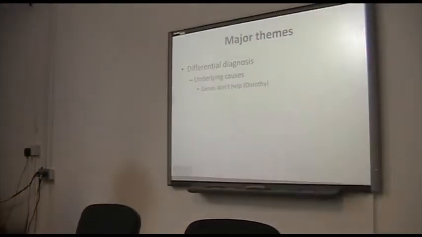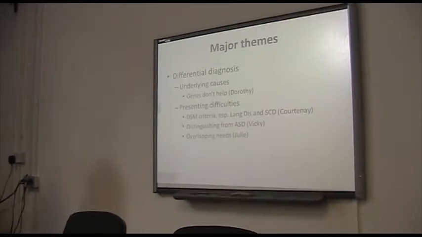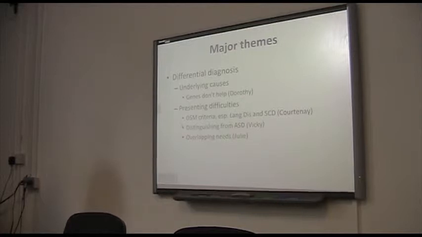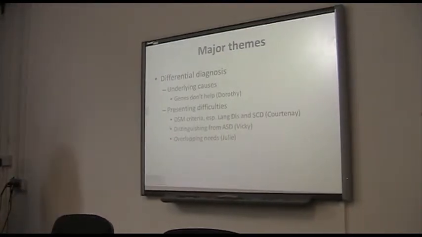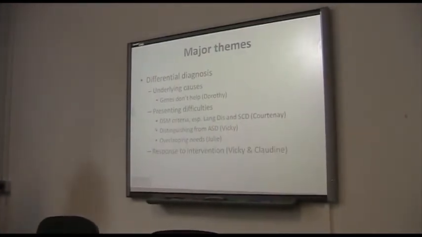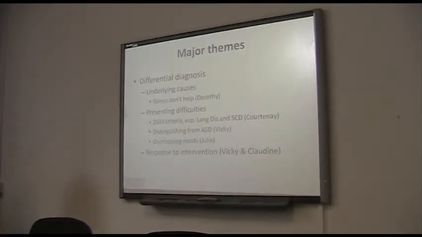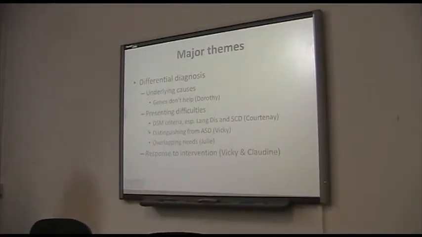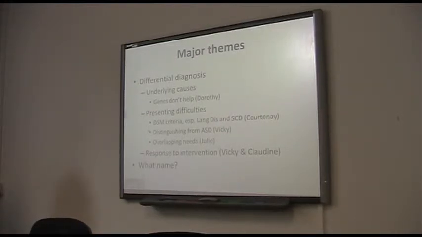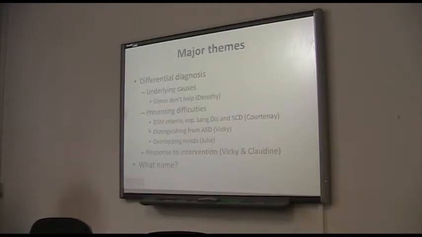Major themes that, for me, have come out of this is talking about differential diagnosis. Dorothy set us up with this idea that we could look at underlying causes, and she said that maybe genes are not going to help us with that. We look at presenting difficulties, so Courtney's talked about the DSM criteria, Vicky talked about distinguishing from ASD, and Julie talked about overlapping needs. And then also possibly looking at response to intervention, and Vicky and Claudine have addressed that in some way as well. And the other issue is, what name do we give this entity?